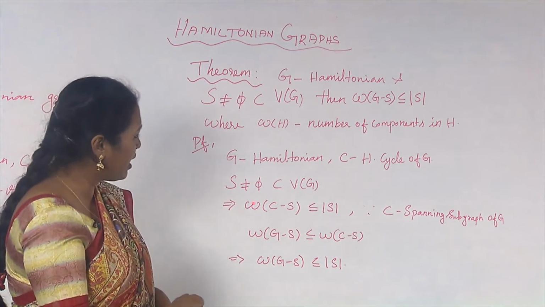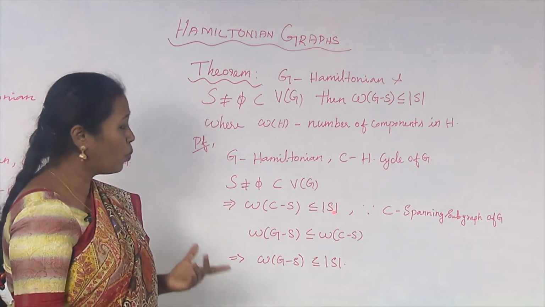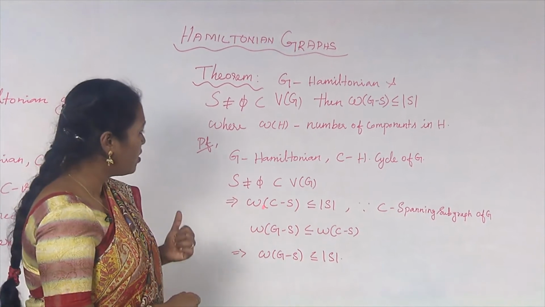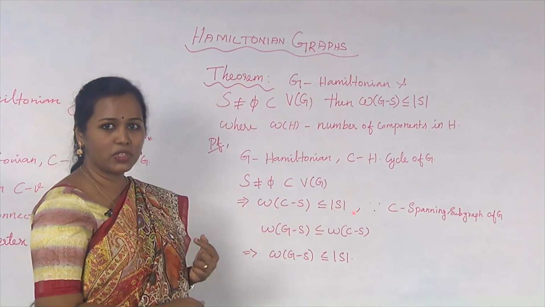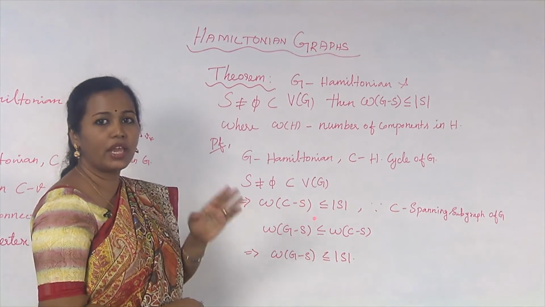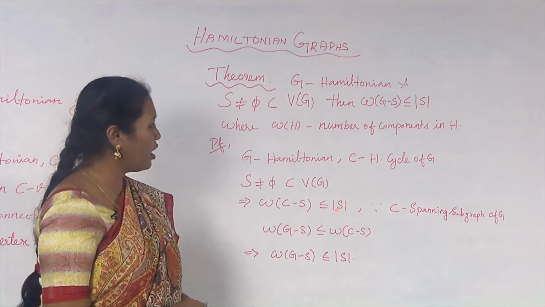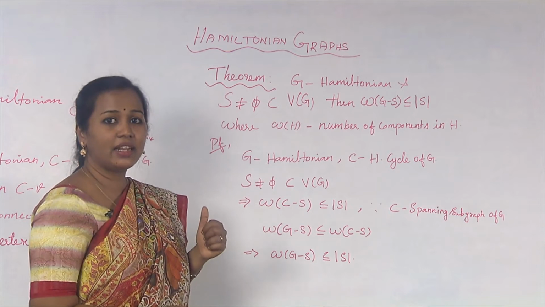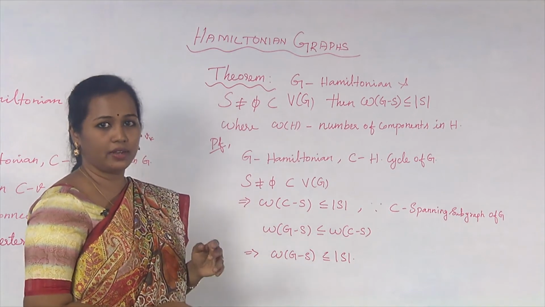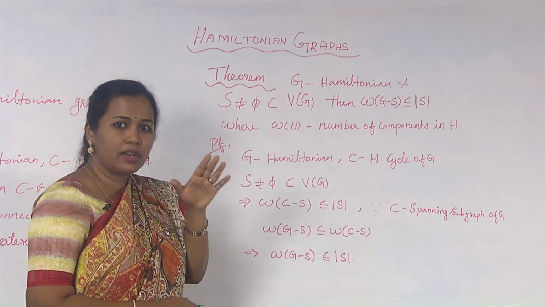Now we see here that omega of C minus S is less than or equal to cardinality of S. Why is this? Because omega of C minus S means that C is a cycle, the Hamiltonian cycle, and you are removing S number of vertices from that cycle, and this is definitely less than or equal to cardinality of S. How is this? Because we have already seen that a Hamiltonian graph is two connected, which means that when you are removing even one vertex, the graph still remains connected.